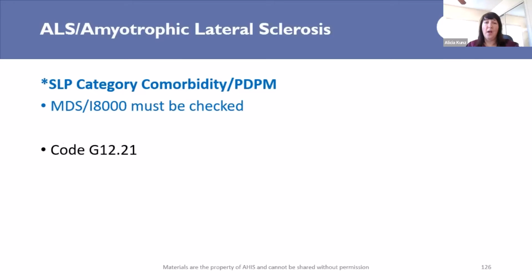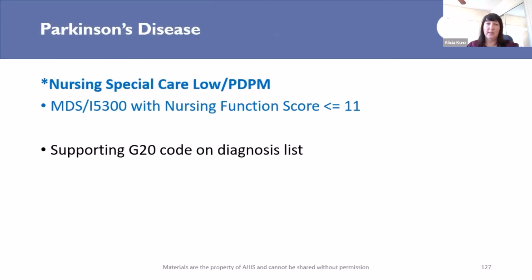ALS is considered a speech and language pathology comorbidity, and that would have to be coded on section I8000 on the MDS, and it's code G12.21, and also on your regular diagnoses list. Parkinson's will impact your nursing category for nursing care low. That would be a checkbox on section I5300 on the MDS with a nursing function score below 11. And you would need to have code G20 on the diagnoses list as well.